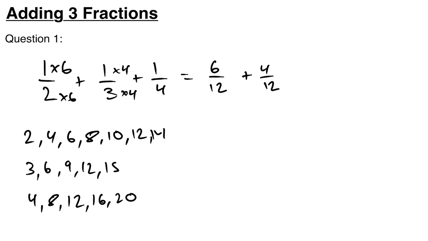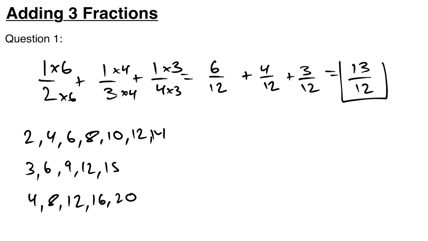And then for 1 over 4, to get 4 to 12, we have to multiply by 3. And then what we do to the bottom, we have to do to the top. And so we multiply the top by 3. And so that gives us 6 over 12 plus 4 over 12 plus 3 over 12. And now we can simply add the numerators. 6 plus 4 is 10. And then 10 plus 3 is 13 over 12. And so this is going to be our final answer.